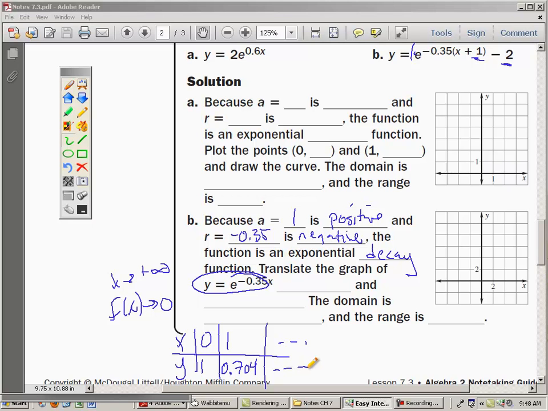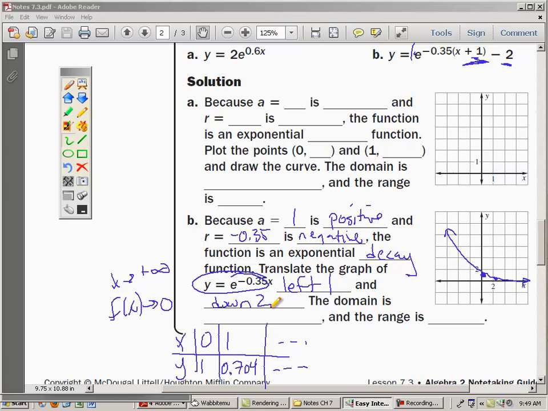Here's the 0, 1, kind of missing it there. And then 1, 0.7 is going to be kind of like down in here somewhere. And again, because this is exponential decay, it's going to work that way like that. Now, because of the +1 up here, that's going to move this thing to the left 1. And because of the -2, it's going to move it down 2.